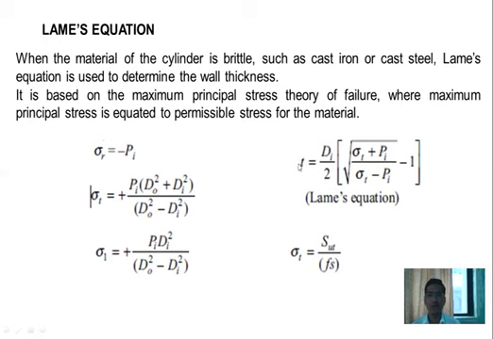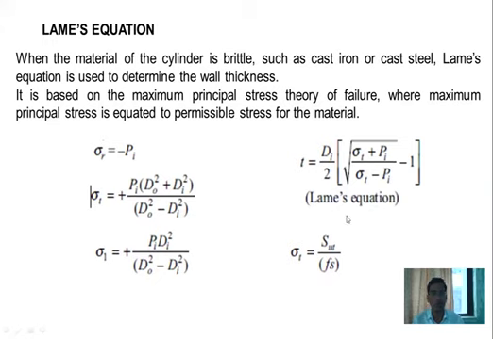So here in this equation, t is the required wall thickness for the material, di is the inner diameter of the cylinder, sigma t is the circumferential stress, and pi is the internal pressure of the cylinder. Here you can observe we are going to neglect the radial stress as that value is very small, and also we are going to neglect Lame's equation. By using this equation, we can calculate the thickness of the cylinder.